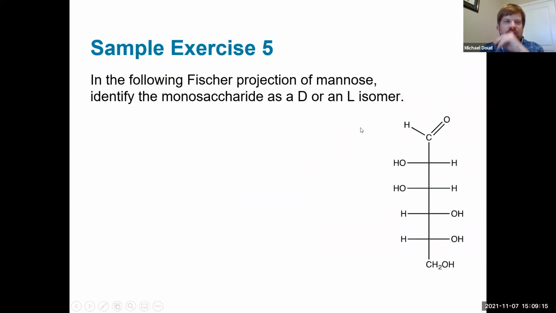Okay. So now go ahead and take a look at this. This, I'm telling you, is a sugar called mannose, which does come up every so often. It is relatively important, not as important as glucose or galactose, but mannose does show up every so often. And I want you to identify this as either the D or the L isomer of mannose. So go ahead, pause the video here and tell me, is this D or L?